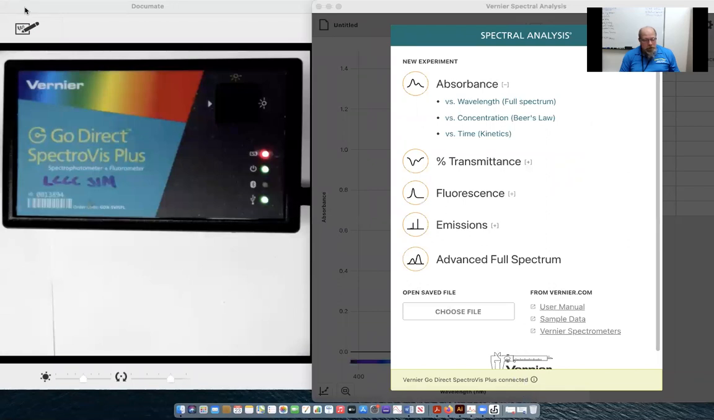So you see on your screen now that over here on the left-hand side is the GoDirect SpectraViz. And when we open what's called the Vernier Spectral Analysis app, it can let us measure absorbance or percent transmittance, or you can also have it create its own light. There are 2 light sources inside that will excite the particular solution that you have and maybe cause it to give off its own glow, or you can do emission tests like with elements. So we're going to look at kinetics, absorbance versus time. So I'm going to click on that to start that experiment.